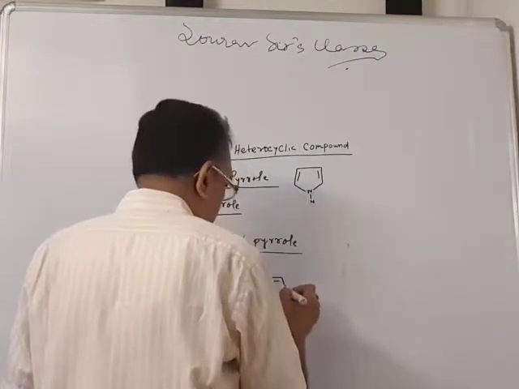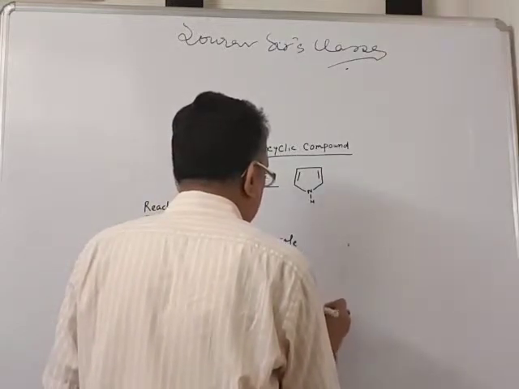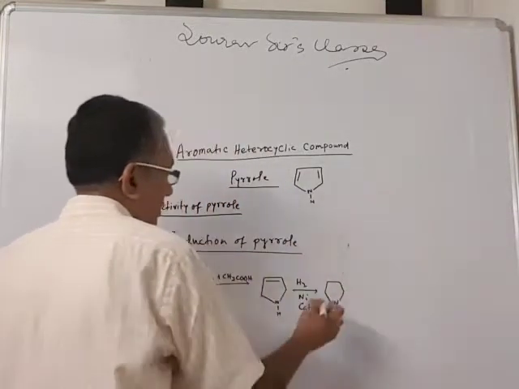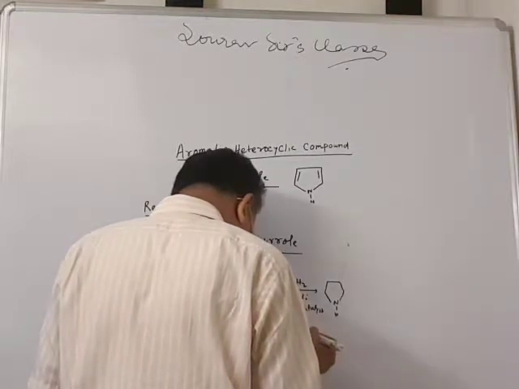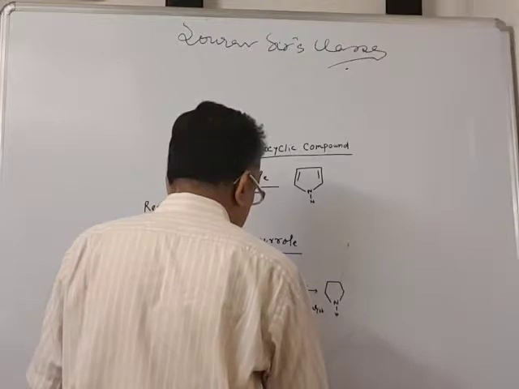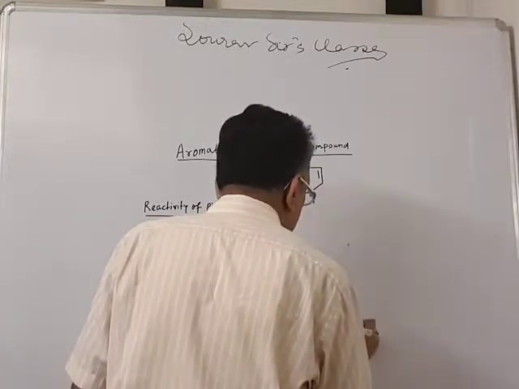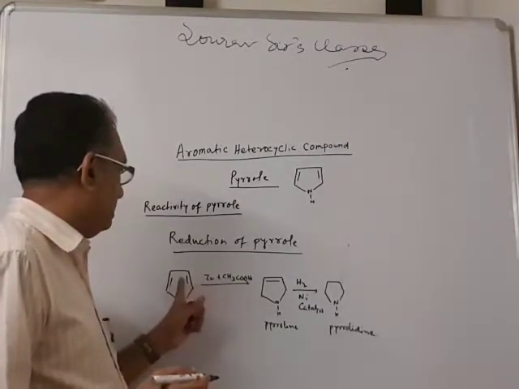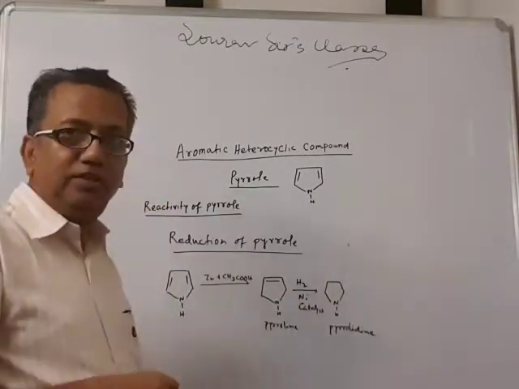And after that, for prolonged reduction with hydrogen in presence of nickel catalyst, we found this type of product. That is the entirely saturated product. So these 2 types of products are obtained. This is called pyrroline, and this is pyrrolidine. So reduction follows first saturation of 1 double bond, followed by saturation of the 2nd double bond, and so all these carbons get saturated during reduction.